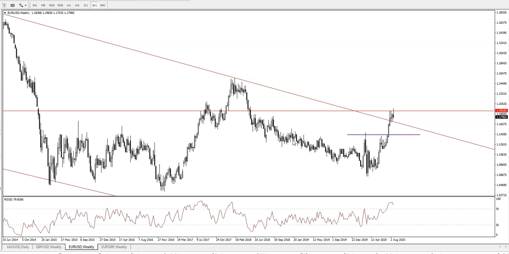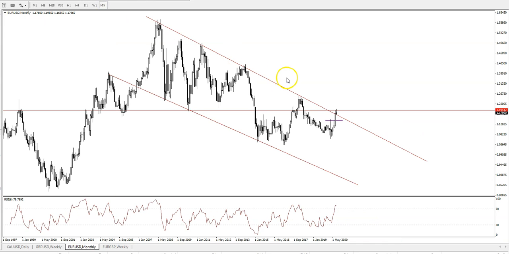I'm going to very quickly start with the euro dollar. What I have in front of me is the euro dollar weekly chart. I'm moving to the monthly chart, and if I were to look at the monthly chart, this is the pattern at the moment, right? For those who are new to this, let me just redraw this.